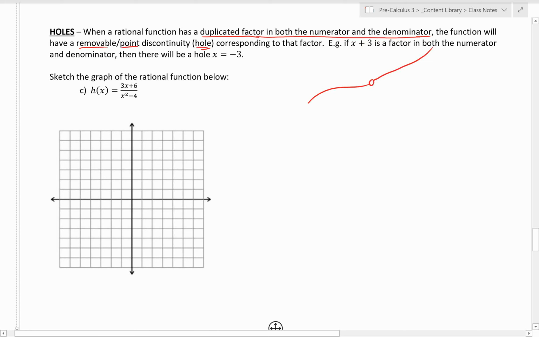A little bit weird at first, but let's do an example and hopefully we'll feel comfortable. We're going to graph this function, h of x, which is 3x plus 6 over x squared minus 4. To graph a rational function, we want to find intercepts and asymptotes. Our x-intercept corresponds to when we set the function equal to 0. But the only way a fraction is equal to 0 is if the numerator is equal to 0, so we just set the numerator equal to 0. If we solve for x, we get x equals negative 2 as our x-intercept.